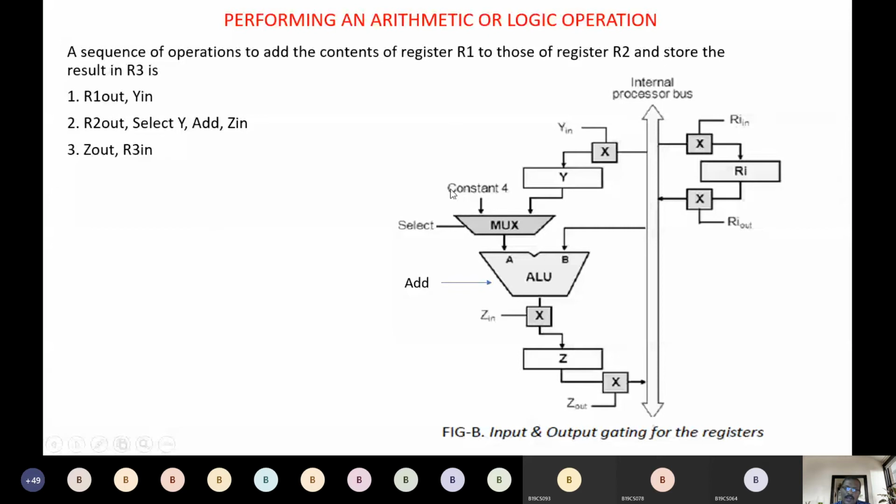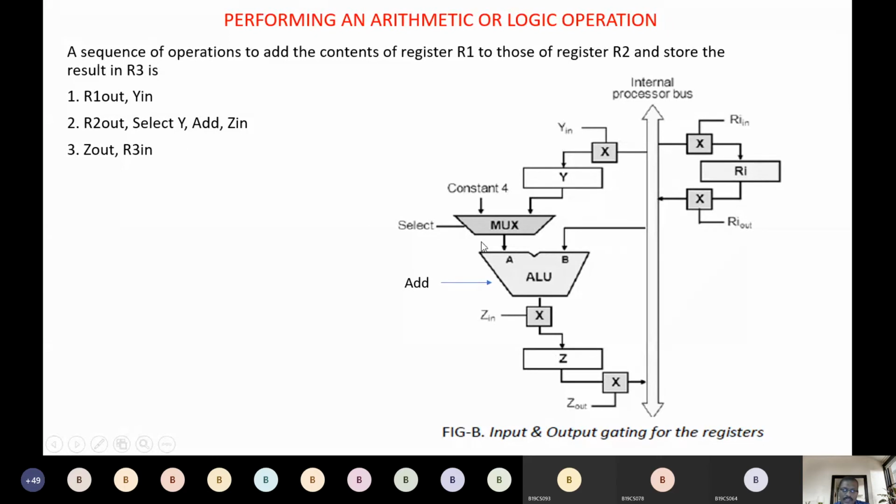So we have register Y and constant 4. Out of these two, it needs to select one. What will it select? The command is select Y. You need to select only Y, the one from the R1 register. So the content from register R1 is placed here, and the contents of register R2 are placed here. Both need to be added, A plus B, and they are sent to Z.